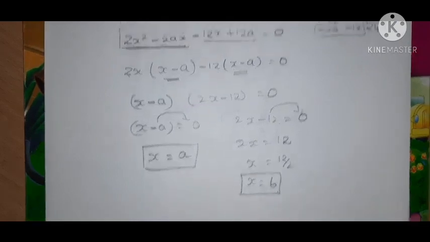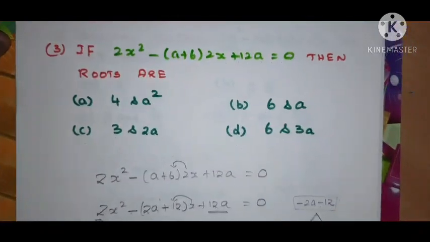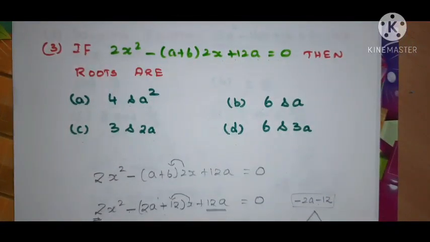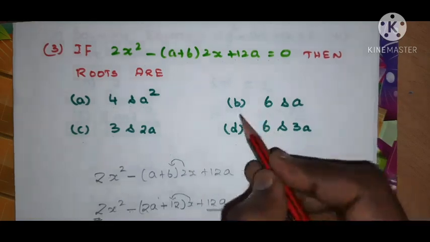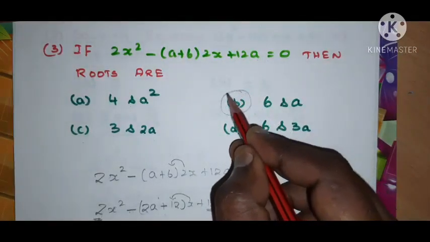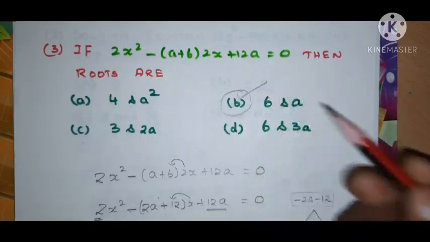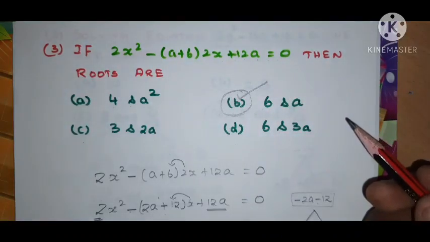Am I right? Fine. Look at the question: if 2x squared minus (a plus x) into 2x plus 12a is equal to 0, then the roots are a and 6, or 6 and a. Which one is given here? 6 and a. This is the option given. So option B is the right answer.